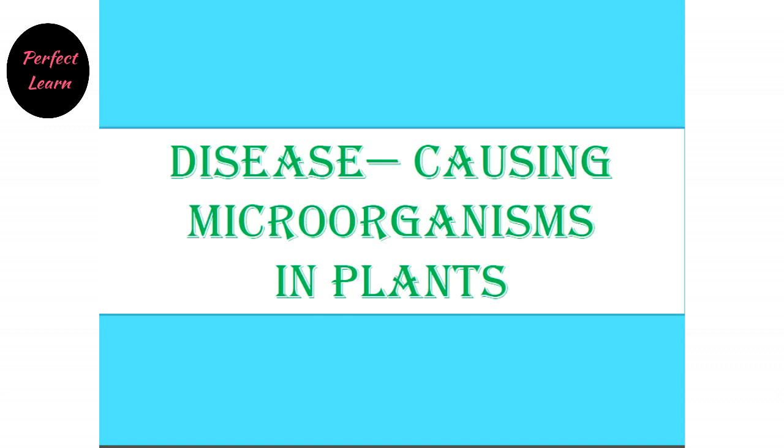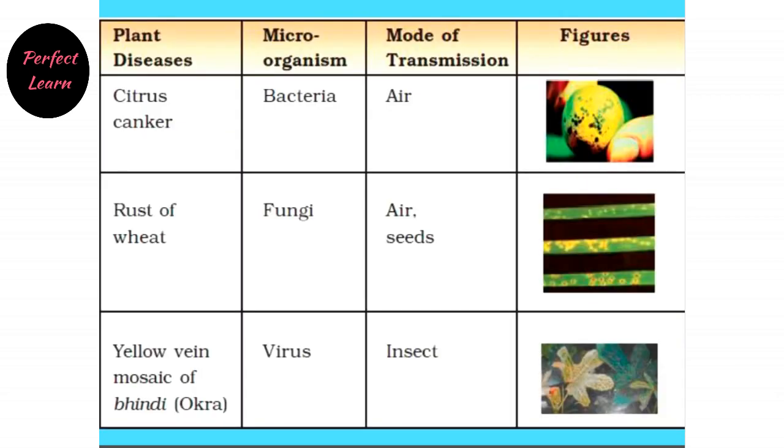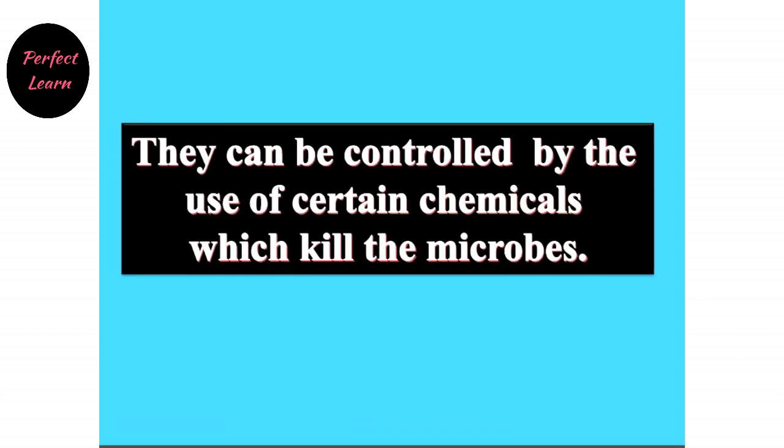Disease causing microorganisms in plants. Microorganisms cause diseases in plants like wheat, rice, potato, sugarcane, orange, apple, and others. The diseases reduce the yield of the crops. Plant diseases, microorganisms, mode of transmission, and we can see the figures related to those. They can be controlled by the use of certain chemicals which kill the microbes.